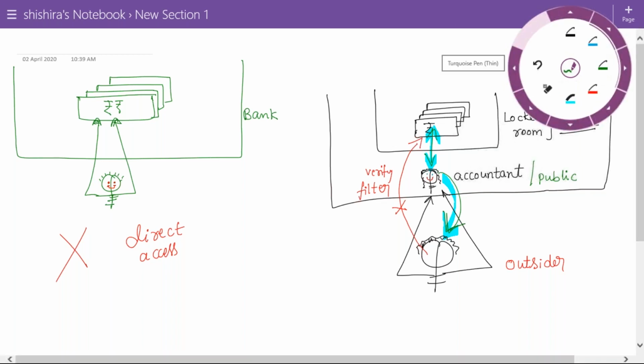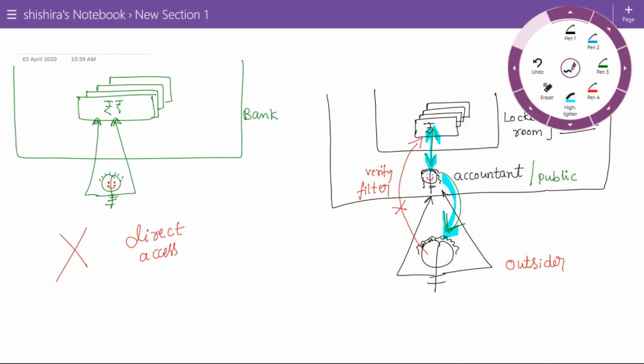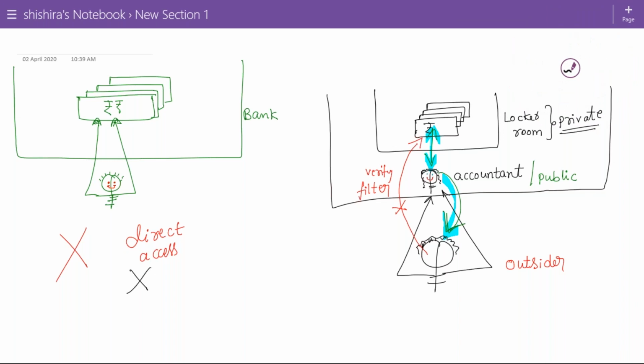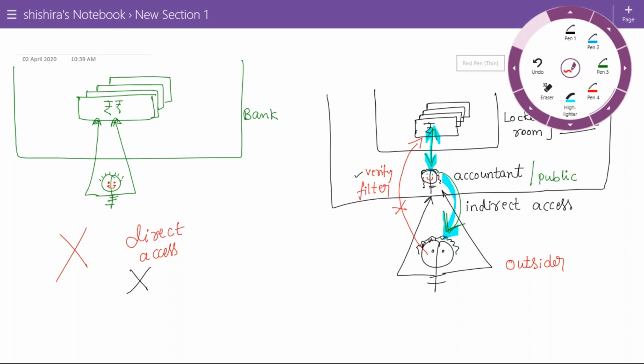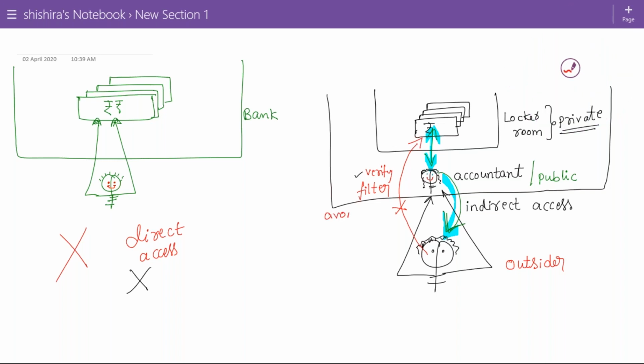Again, in this entire scenario, what you're supposed to understand is that direct access is not allowed, but indirect access is allowed. So we allow indirect access. Are you clear? The advantage of allowing this indirect access is that we can verify whether you are an authorized person or not. So in this way, mishandling can be avoided. We can avoid mishandling.